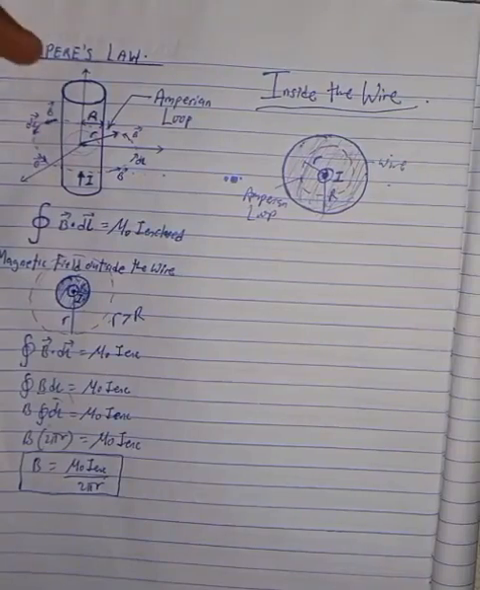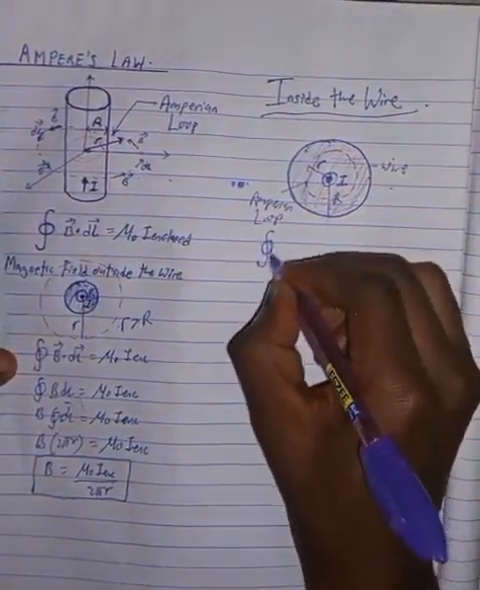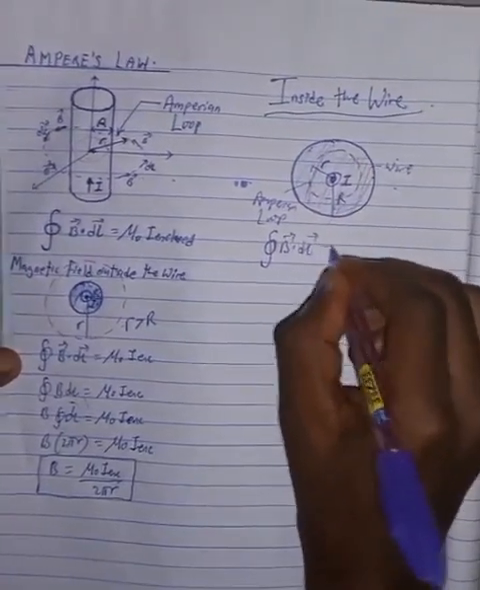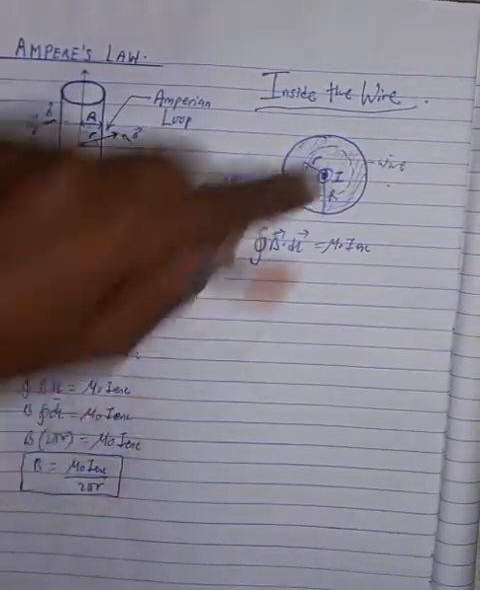Now, how do we solve this question? Remember, we are still making use of Ampere's law, which is the line integral along this closed path of B dot dl equals mu naught times the total current enclosed by the Amperian loop.